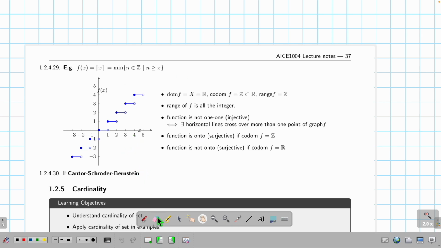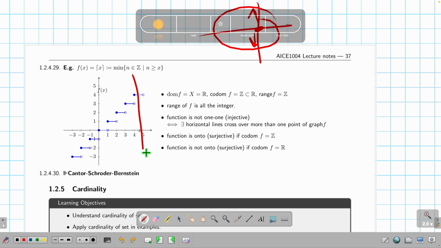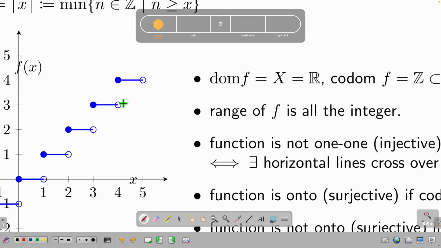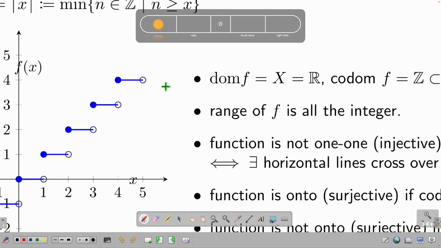Is this a function? Yeah. Why? A function means you don't have one x giving you two y. So I cut here. Yeah, one x gives me one y. Good. I cut here. One x gives me one y. What about if I cut exactly here? Now you see I draw something like this. If I cut exactly here, the y is defined at this point, not this point. This point has an empty circle, which means you don't have anything here. So still one x gives you one y.